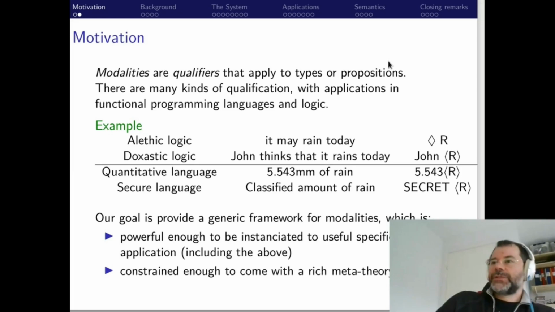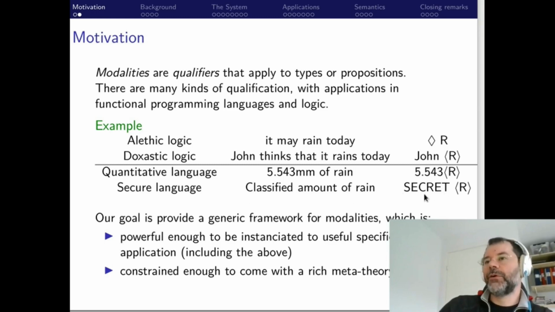Modalities are qualifiers that modify types or propositions. For example, in the sentence, it may rain today, the proposition "rain today" is qualified with the possibility modality. Another possible example is the qualification of propositions by the agent who believes it, as in, John thinks that it rains today. In programming languages, it can be useful to qualify a type by an amount, representing how much is available. For example, 5.543 millimeters of rain. Another useful kind of qualifier is whether information is public or secret.